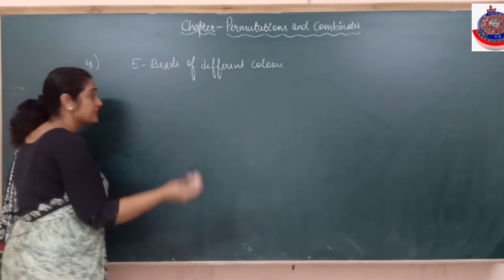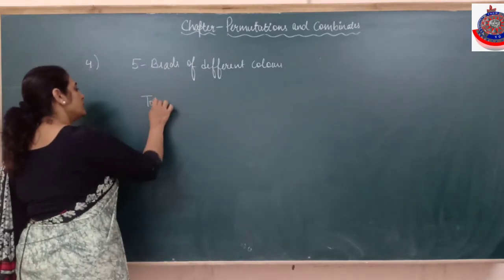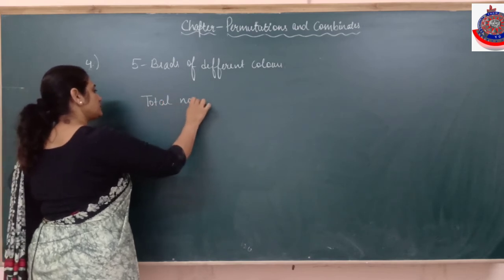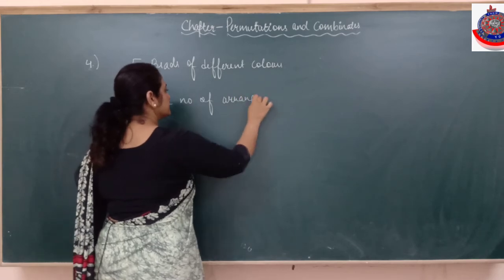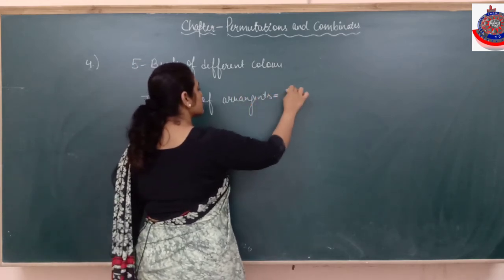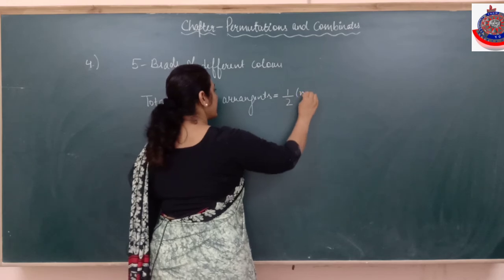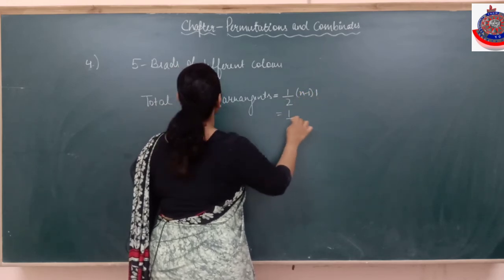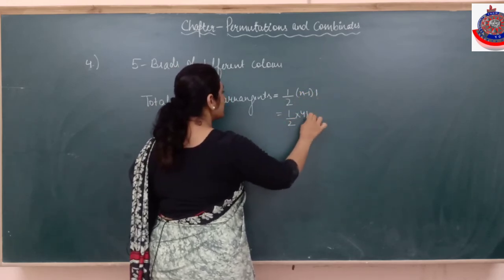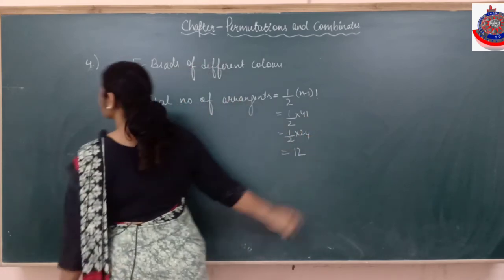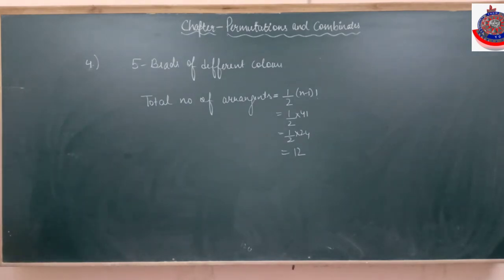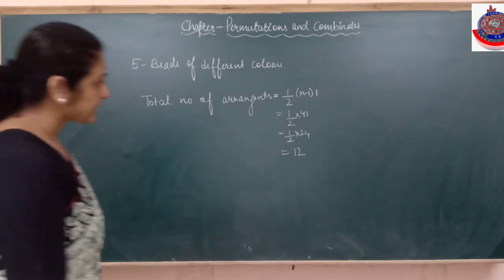So what is the formula? We have done the formula. So the total number of arrangements or necklaces possible would be 1 by 2. What is the formula? (n minus 1) factorial. So 1 by 2, 5 minus 1, 4 factorial. So 1 by 2 into 24, so 12. That means with 5 differently colored beads, the total number of arrangements possible is 12. Is it clear?